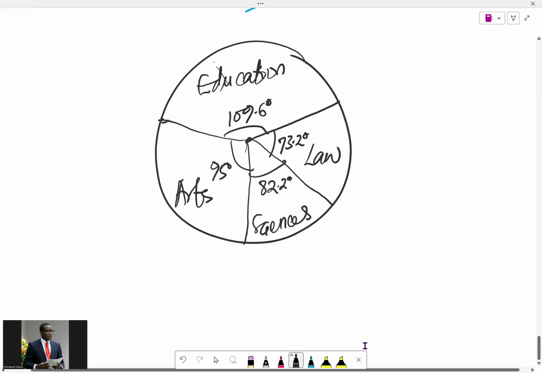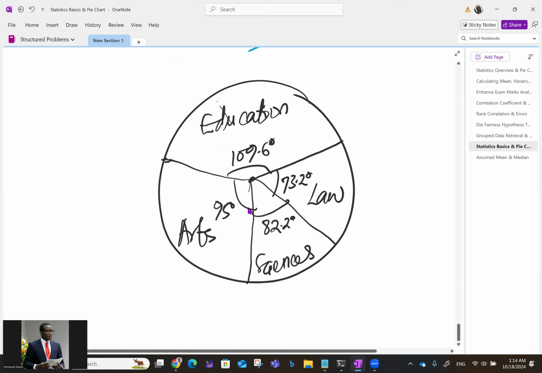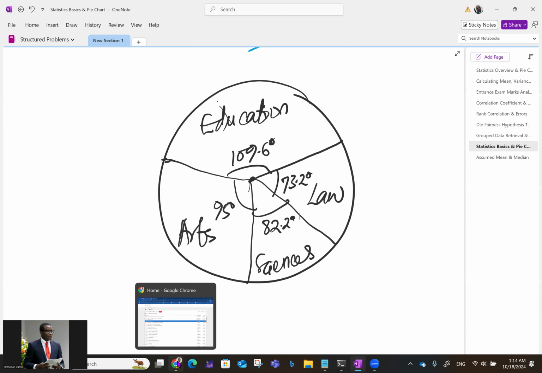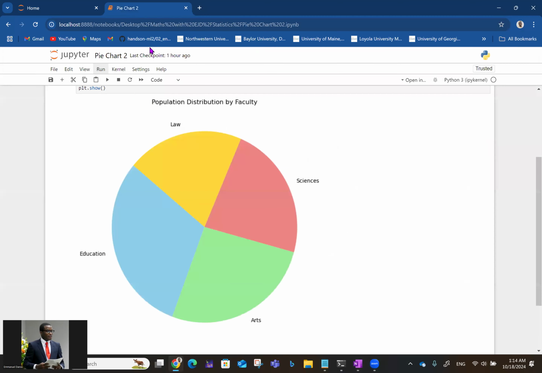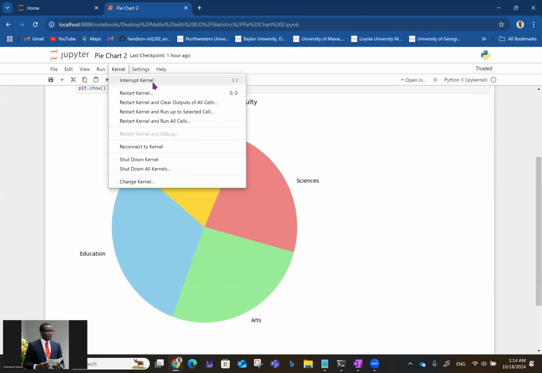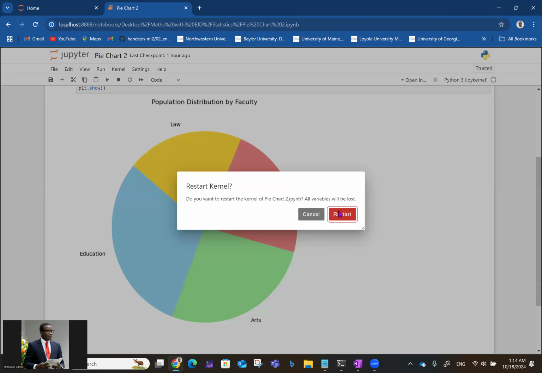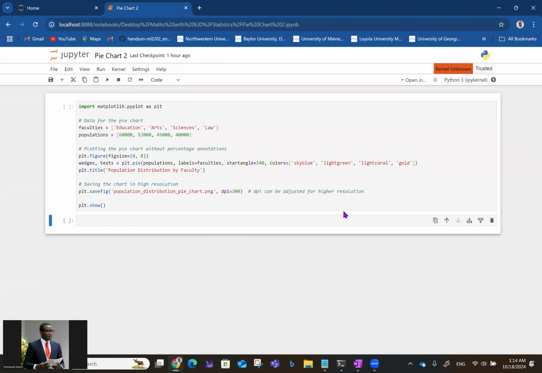Okay. But then I always like to give you the very best. So let me show you using Python. I was able to draw this. Okay, let me just clear all outputs and run it again. So here, I just declare the faculties: education, art, sciences, and law. The population: 60,000, 52,000, 45,000, 40,000.